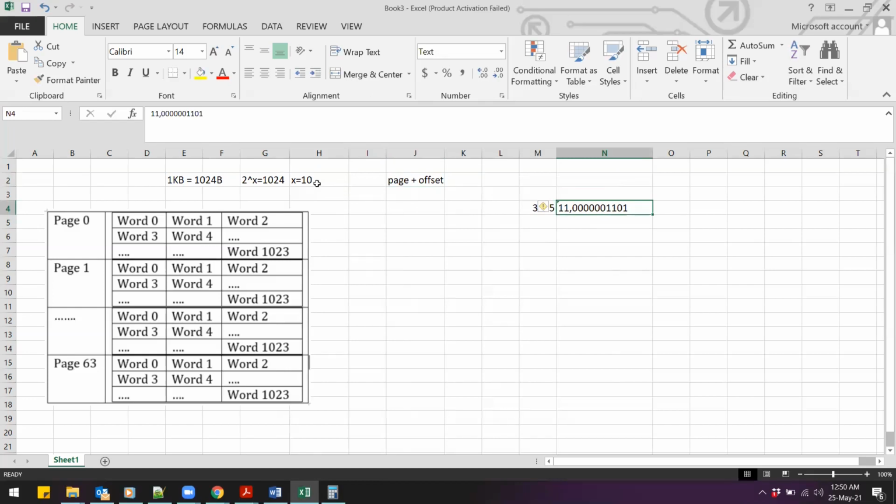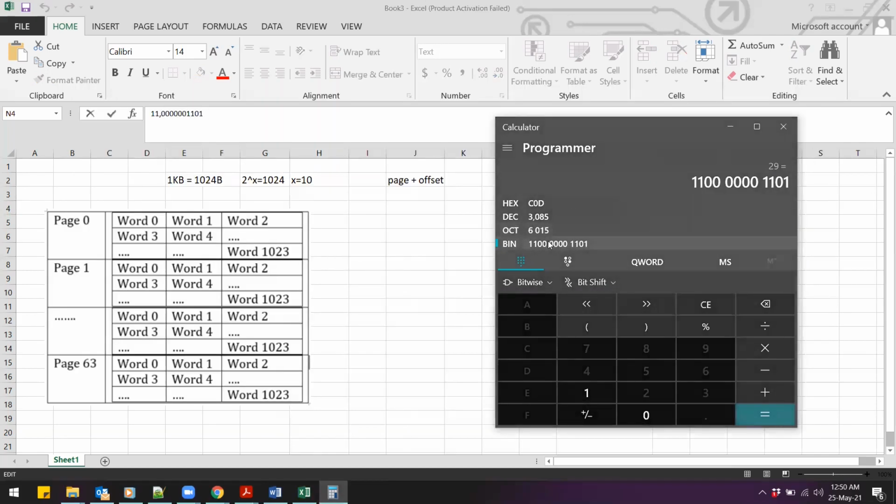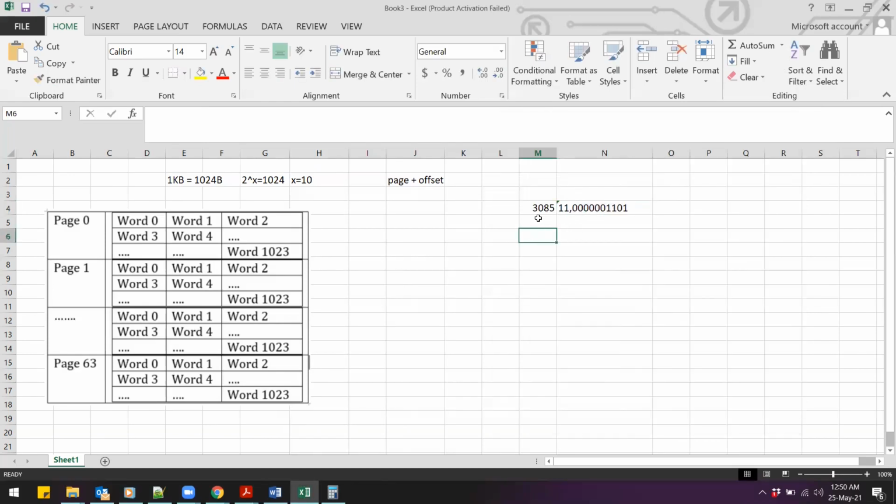So since the offset is 10 bits, we'll get 10 bits from here and convert that to decimal. So I'll convert this part to decimal to get the offset. The decimal number we get is 13. That means the offset for this particular logical address is 13, and the page number is the part before the comma, so that is 11, and 11 in decimal would be 3. So that means the page number is 3. So for this particular logical address, the offset is 13 and the page number is 3.